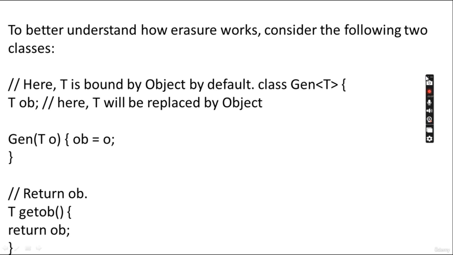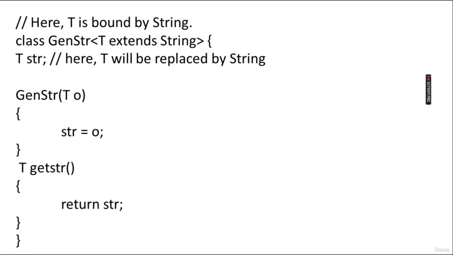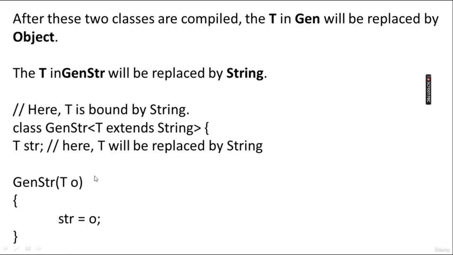Class Gen with generic type T. T object is created. Parameterized constructor Gen with T object. Object is initialized with o. Return object. T getObject returns the object. Now we will see a second class, where T is bounded by String. T extends String, so the upper bound is String. Then there is the second class GenString. The second parameterized constructor and getString will return a String.